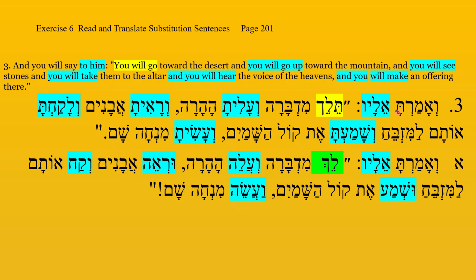So, and you will say to him, Telech, you will go to the desert, and you will go up toward the mountain, and you will see stones, and you will take them to the altar, and you will hear the sound of the voice of the heavens. And you will make an offering there.